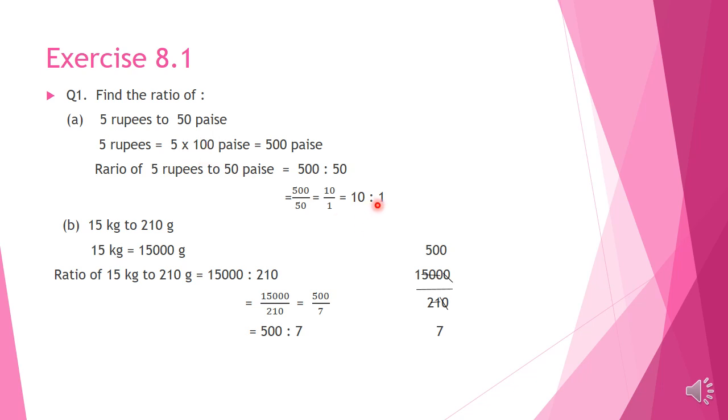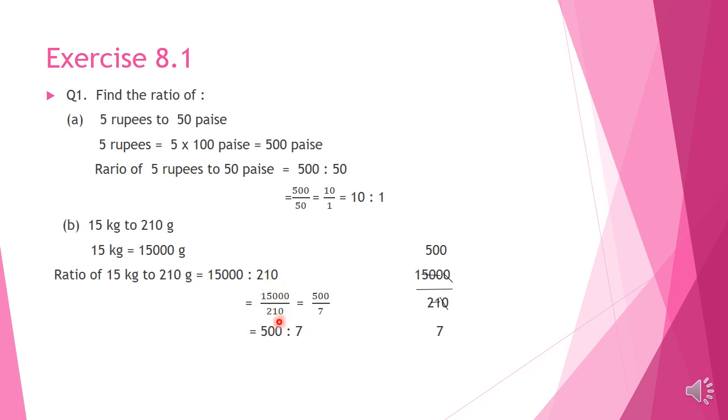Okay children. Second one, 15 kilogram to 210 gram. Here one is in kilogram and another is in gram. So we have to convert the units into the same unit. So 15 kilogram we can convert into grams. So 15 into 1000 grams, so 15,000 gram. Because you know children, 1 kilogram is equal to 1000 grams. So the ratio of 15 kilogram to 210 gram is equal to 15,000 is to 210.